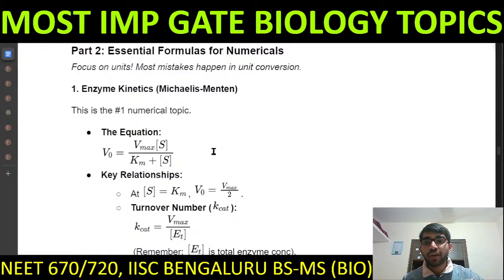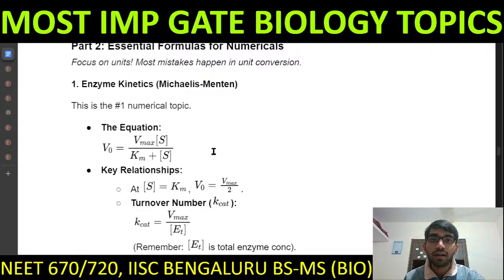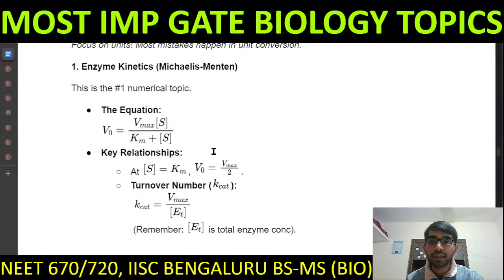Okay, so let's move ahead with some of the important formulas that will be directly asked in your exam in the form of numericals, or in the form of match the following, or simple single correct options. So that's why you should remember these formulas.